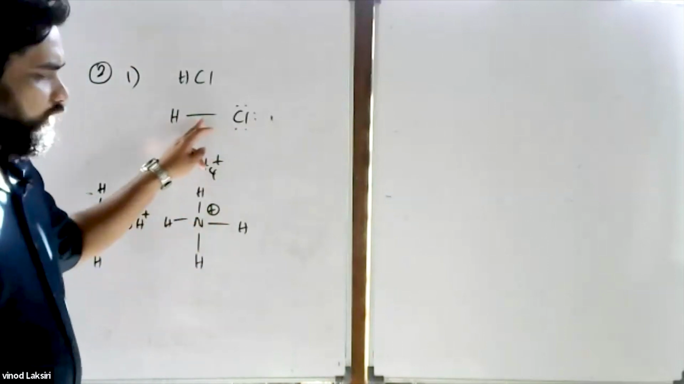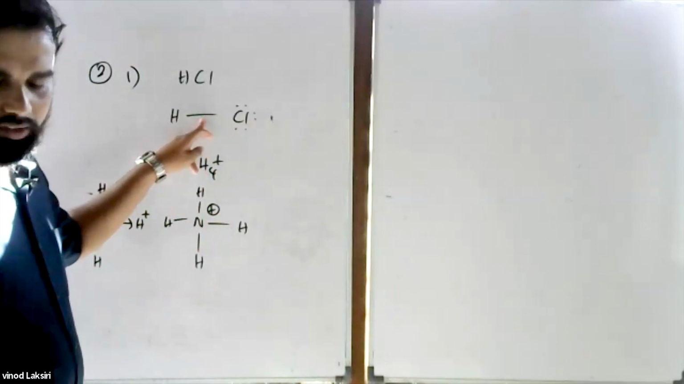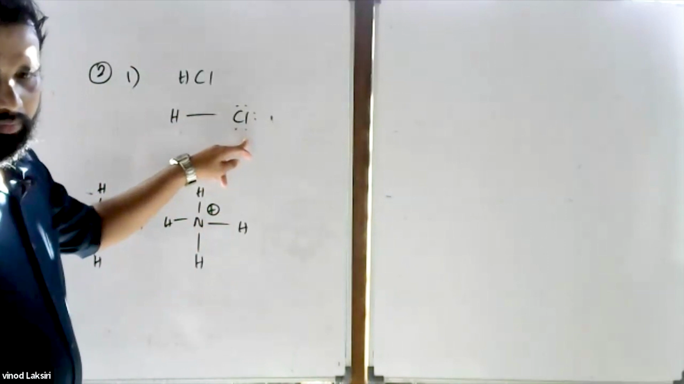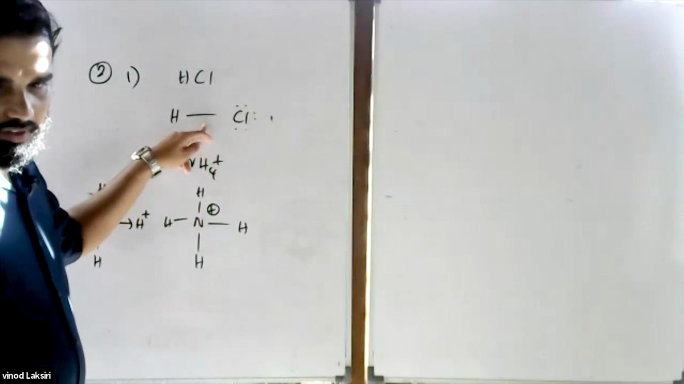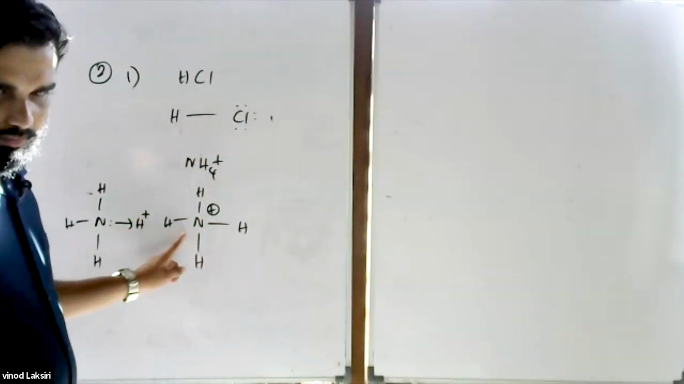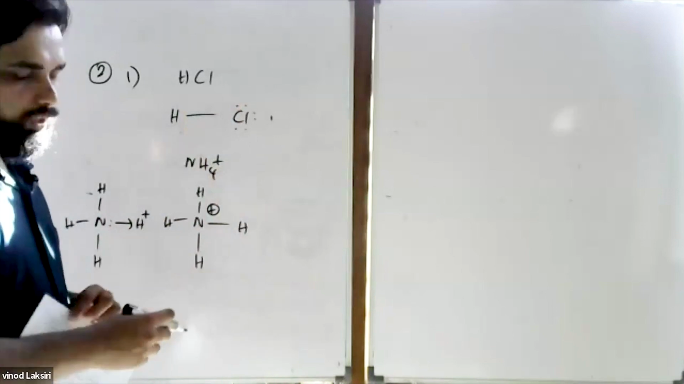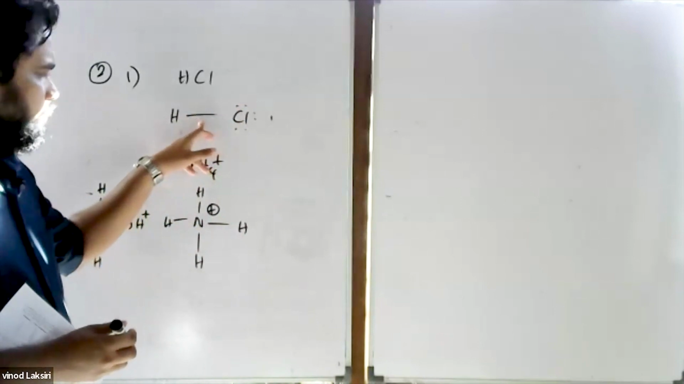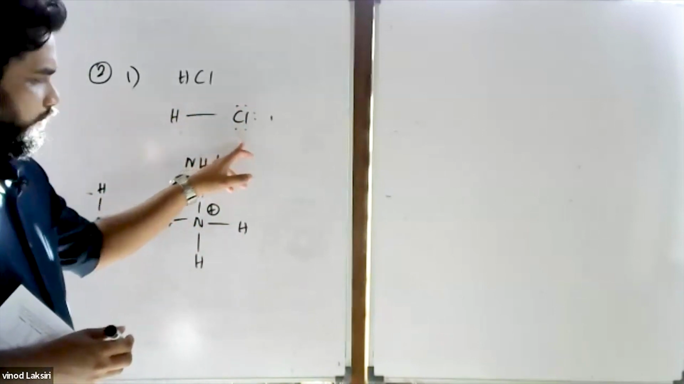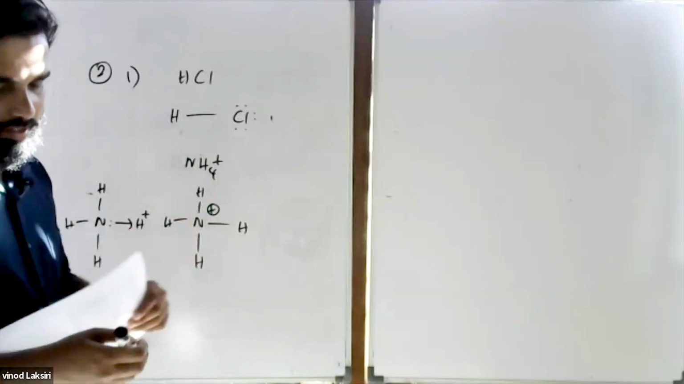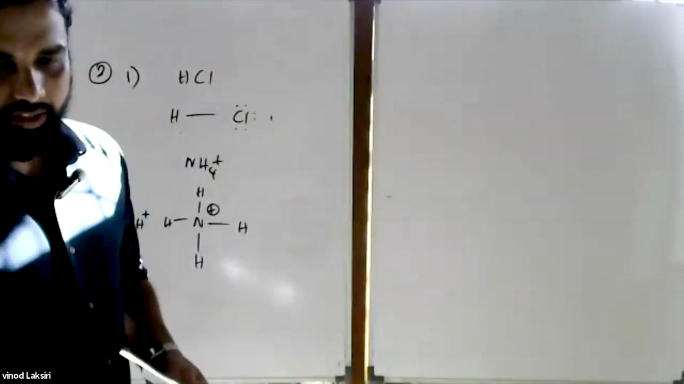The difference is that in a covalent bond, one electron is contributed by each atom. This hydrogen atom contributes one electron, and this chlorine atom contributes one electron. In a dative covalent bond, both electrons are given by nitrogen, but in both bonds, two electrons are shared between two atoms, right? The difference is that in a covalent bond, one electron is given by each atom. In a dative covalent bond, both electrons are given by the same atom. That's the difference. This statement is correct, right?